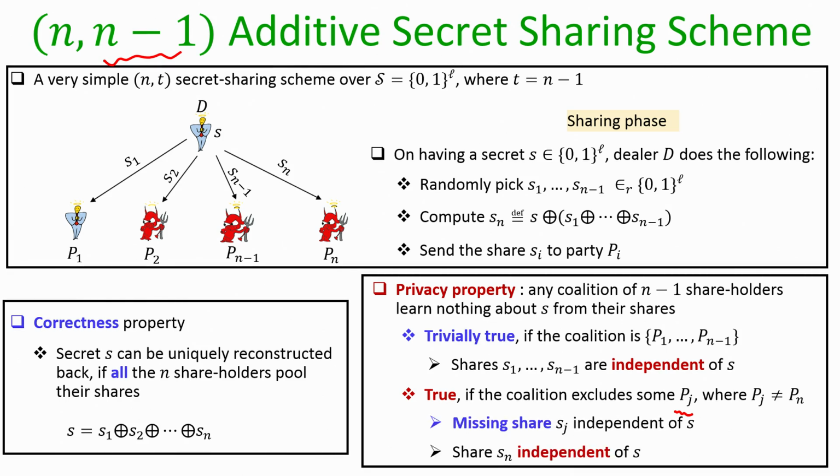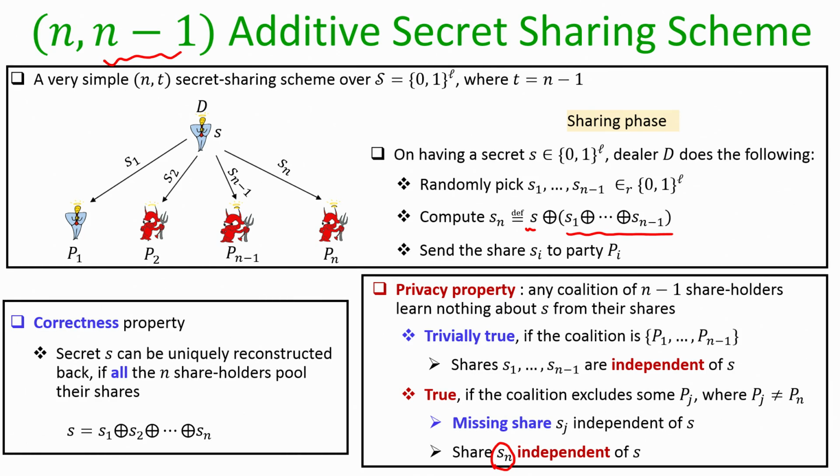It turns out that the missing share, which the set of n minus 1 shareholders are missing in this example, the share S1, is independent of the secret S, because that was picked randomly by the dealer. And that ensures that even though the nth shareholder learns Sn, which is computed as the XOR of the actual secret of the dealer and the remaining n minus 1 shares, it ensures that the nth share is also independent of the secret S.